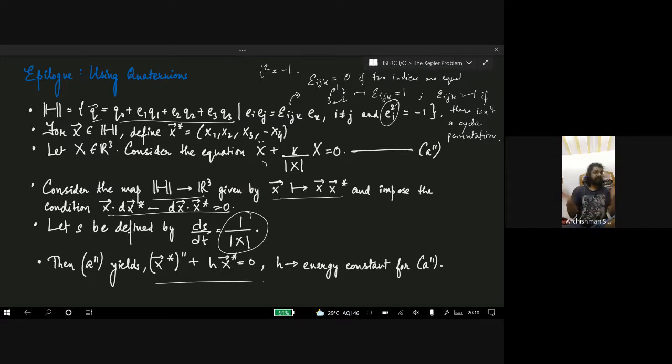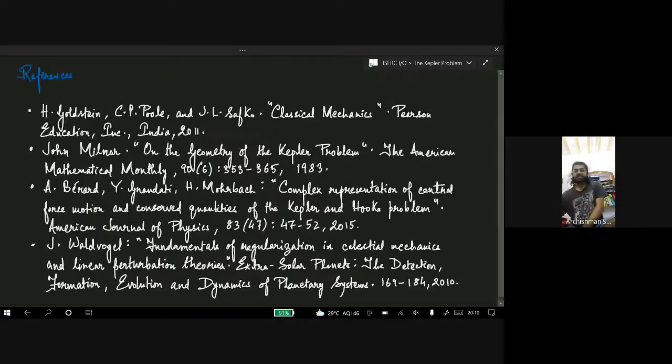But I am not going to describe that because it requires a lot of preliminary material to explain. And let me briefly talk about the references. There is an unnamed reference that I have not included because formally I can't include this reference, and that is Wikipedia.